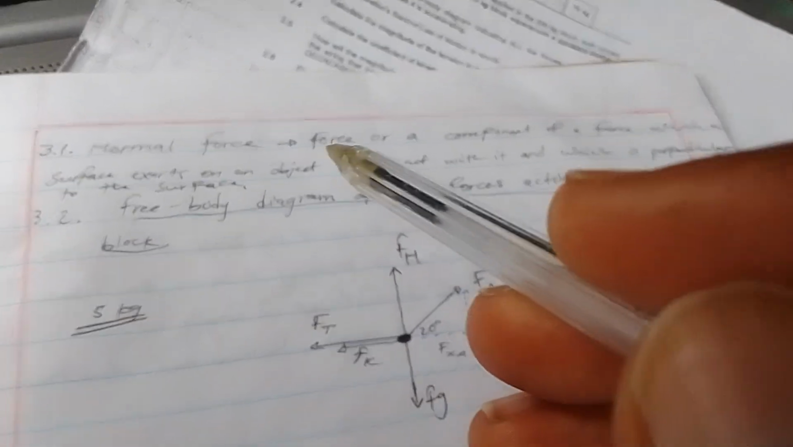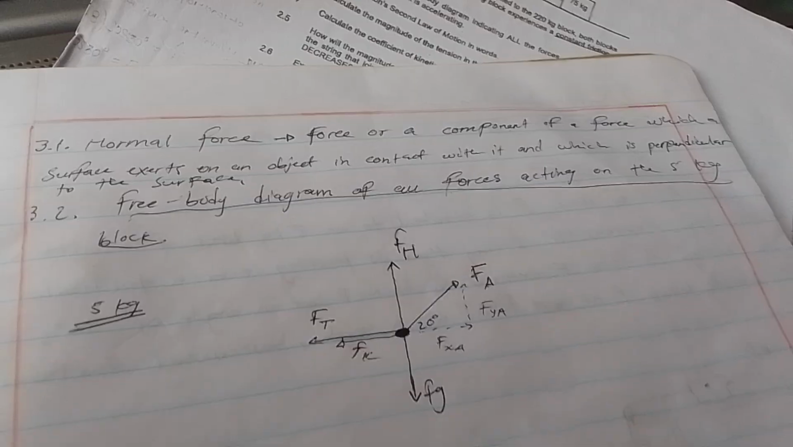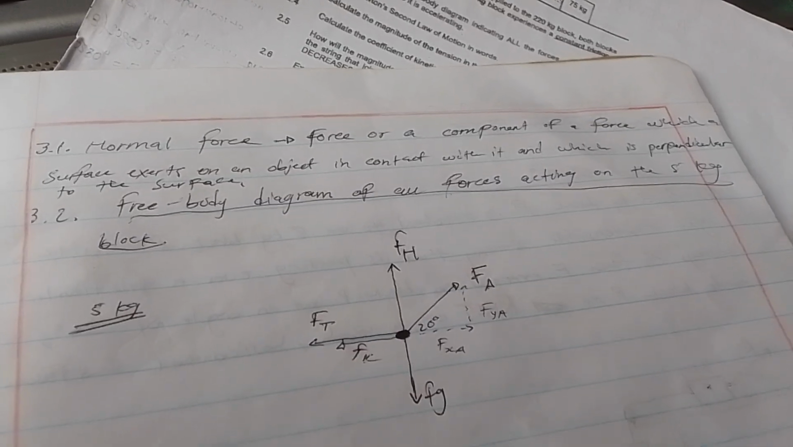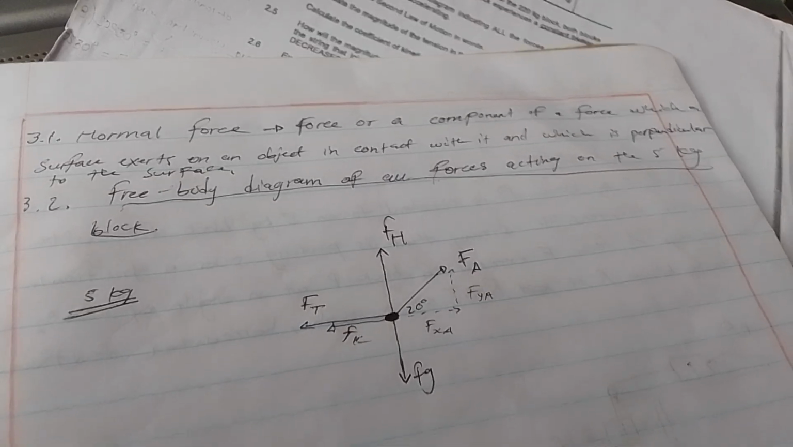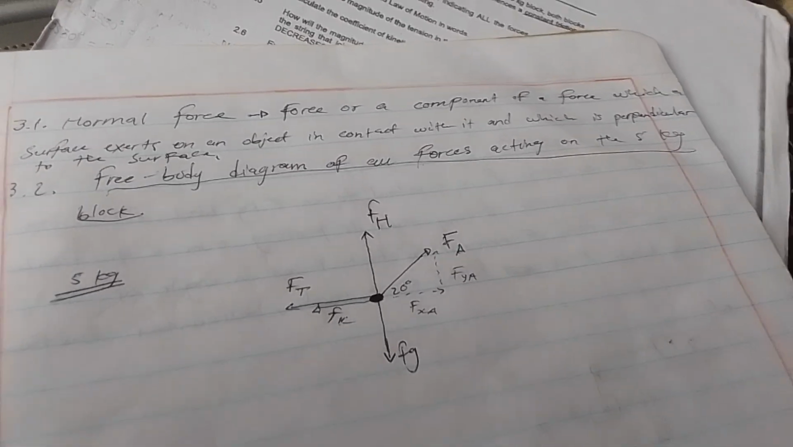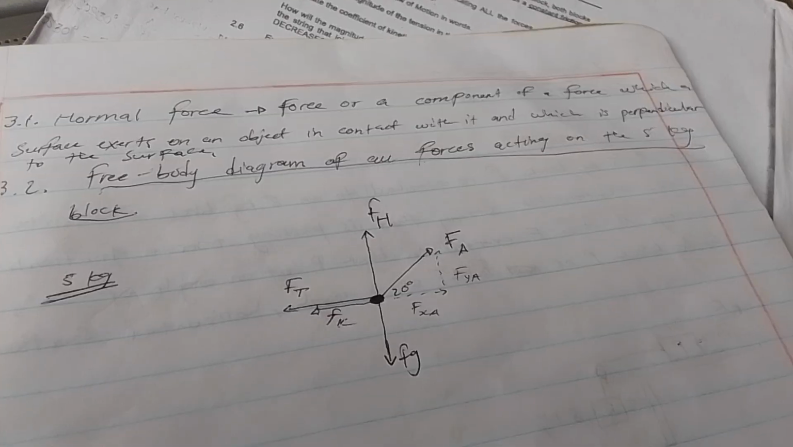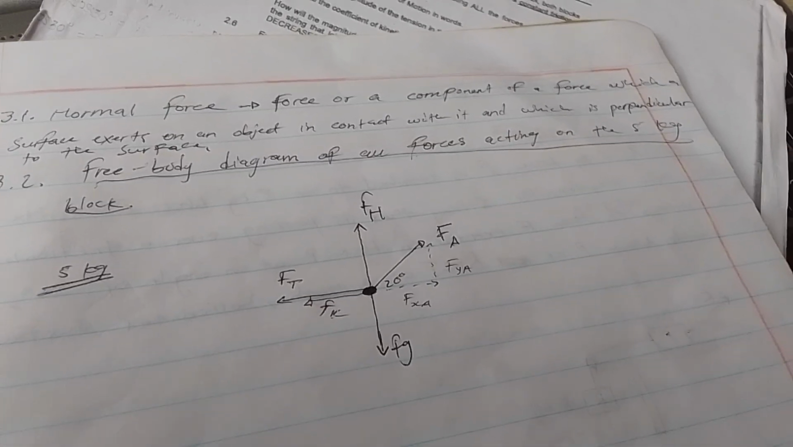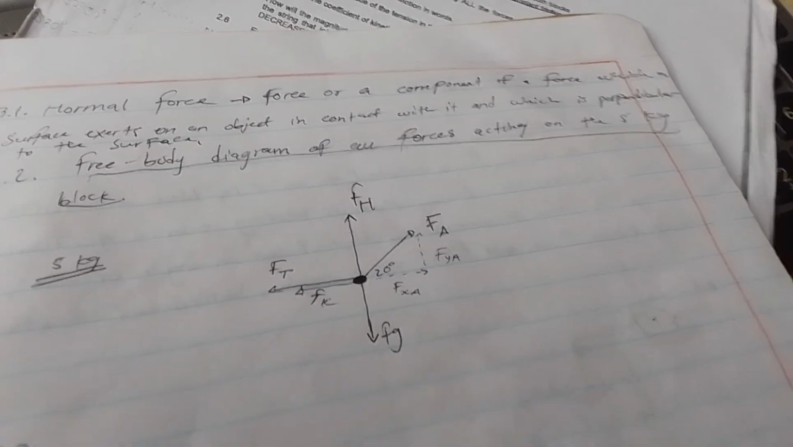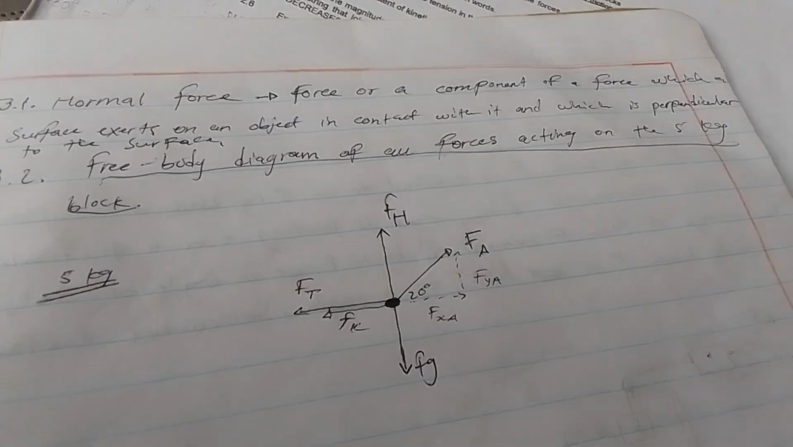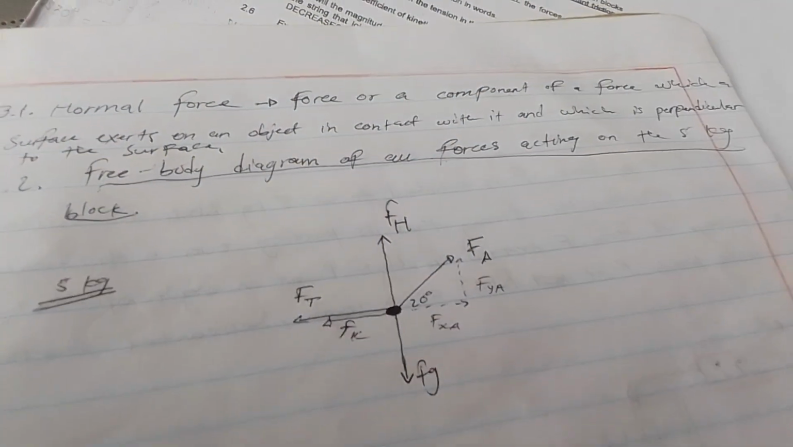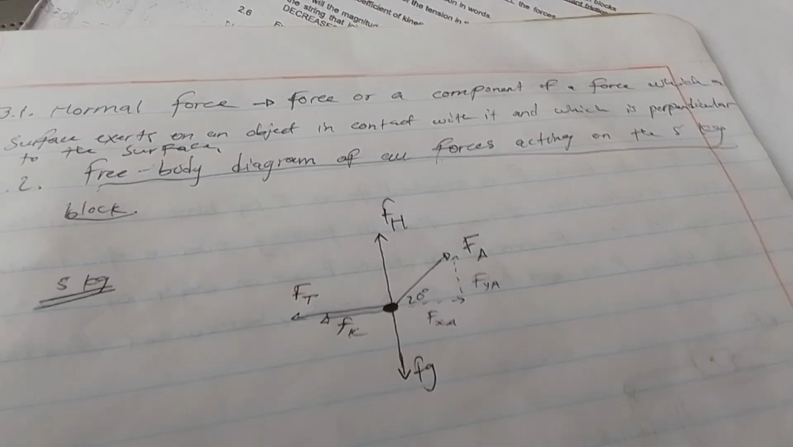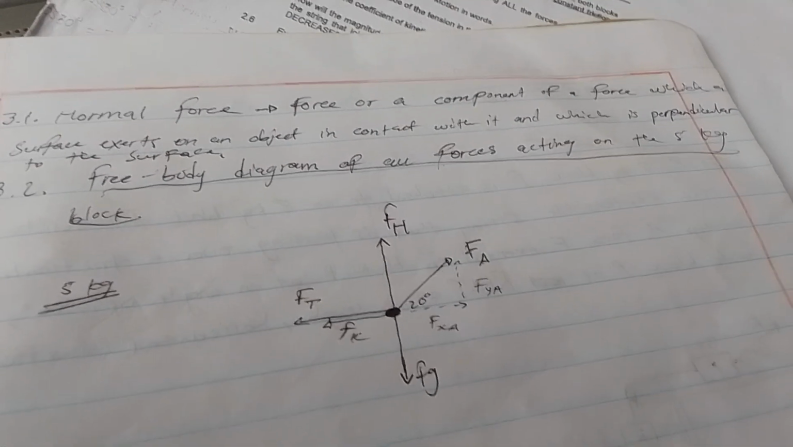So it means that the normal force will appear when two materials are in contact with one another, more especially a surface and an object that is placed on the surface. So in contact with it. It means that there should be a contact force between the two objects.